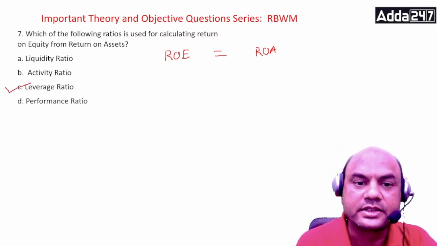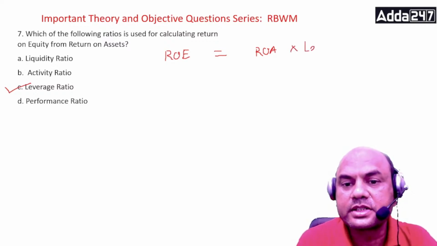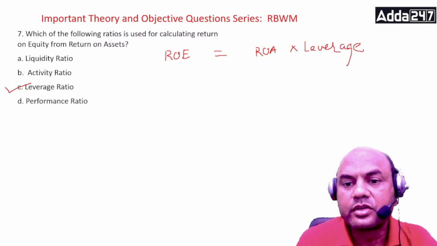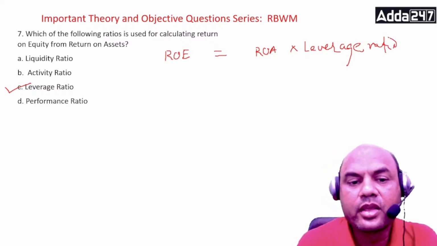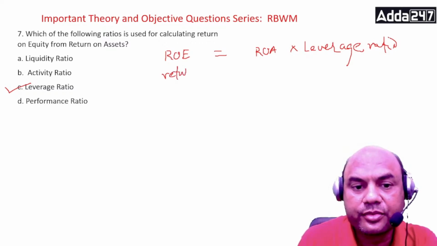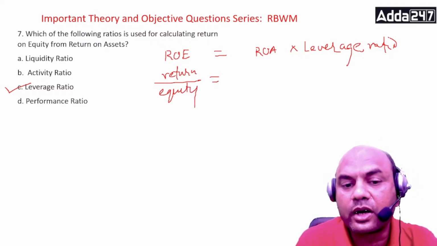See here, it's like this. ROE equals ROA into leverage ratio. Okay. So what is the formula now? Look at this. ROE means return upon equity. Equals ROA, which is what?